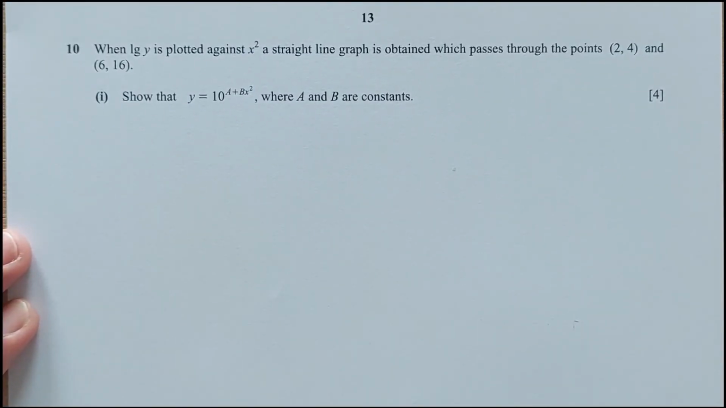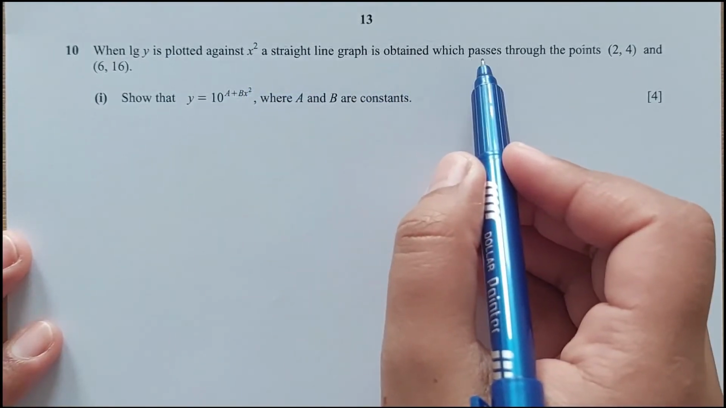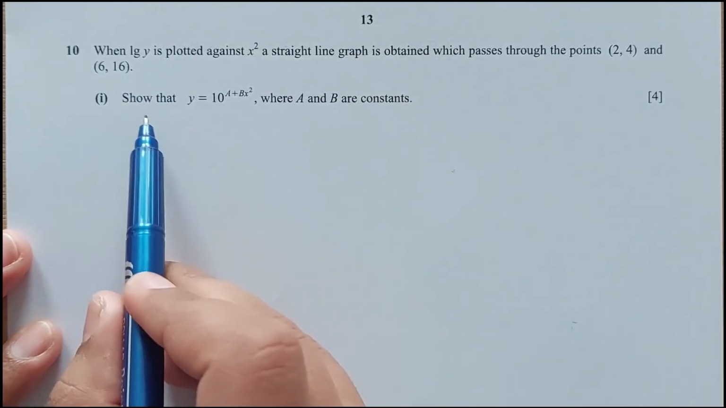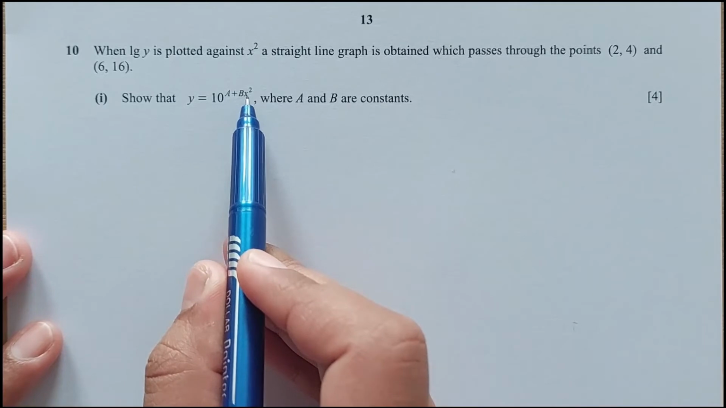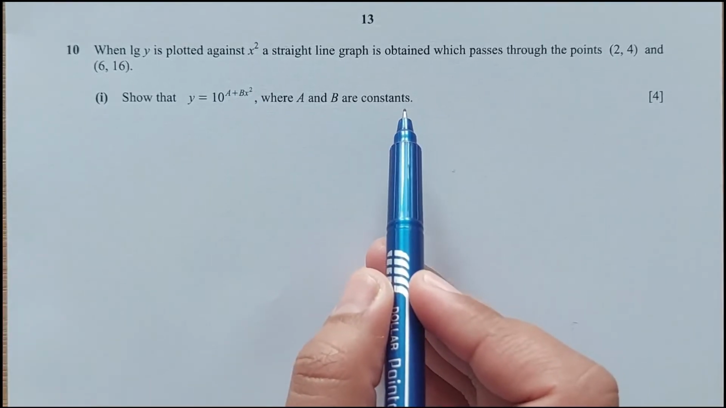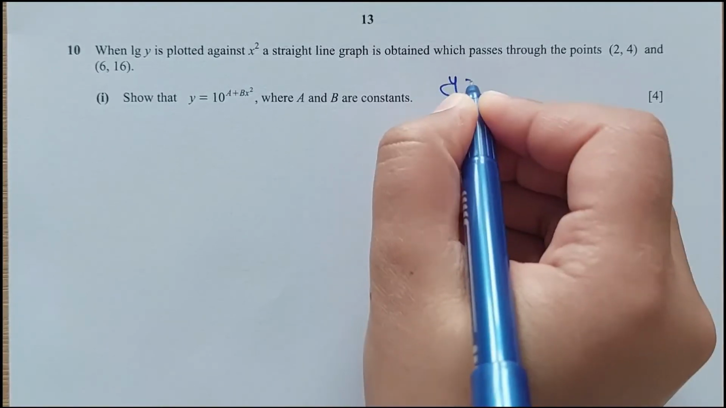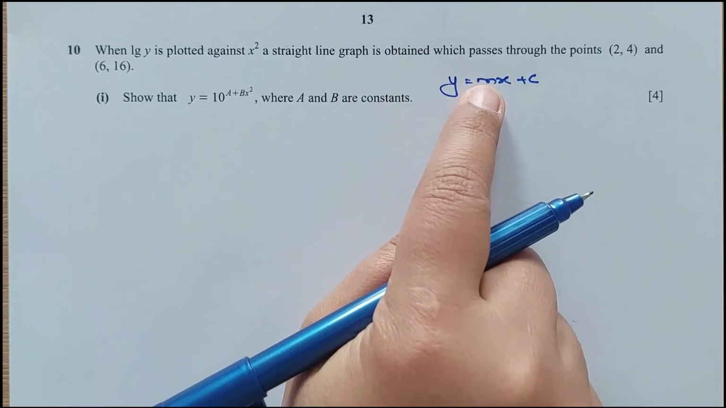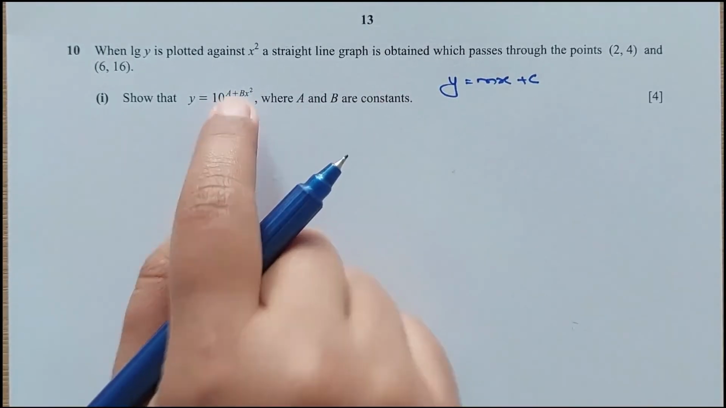Question number 10. When log y is plotted against x squared, a straight line graph is obtained which passes through the points (2, 4) and (6, 16). For part 1, show that y equals 10 to the power a plus b x squared, where a and b are constants. So for the straight line graph, we know that the equation of a straight line is y equals mx plus c, right? So here the m is b, and they replace c with a, right?